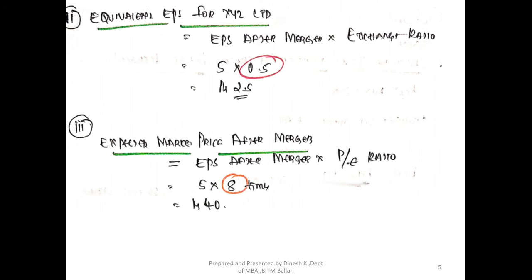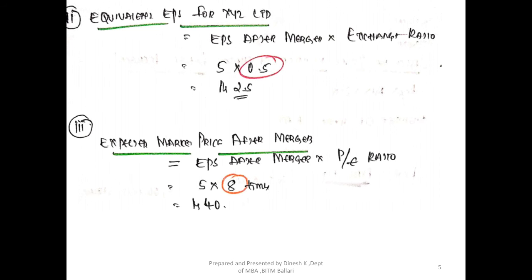The second sub question is equivalent EPS for XYZ Limited. Just make a correction here: EPS after merger into exchange ratio. What is the EPS after merger? EPS after merger for target company is the EPS of the acquiring company. So EPS of acquiring company is 5 here, right? Multiplied by exchange ratio. What is the exchange ratio? It is not 1:1, so it is 0.5. So 5 into 0.5, it comes out to be 2.5. EPS for the target company before the merger and after the merger remain the same here.